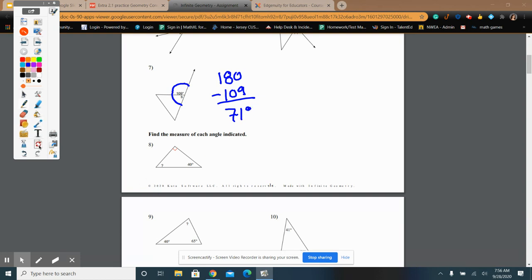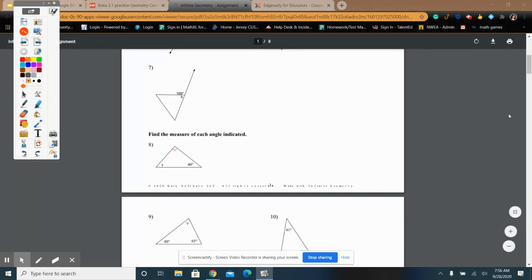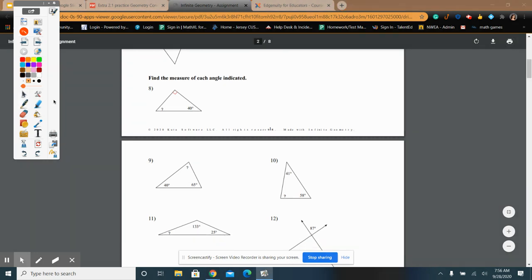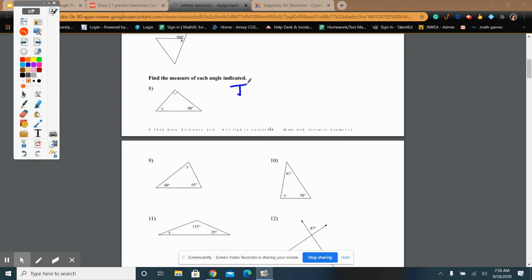Okay, now I said I was going to do the odds, but I'm going to switch here now and start doing the evens so that we can do this first problem. Number 8 wants us to find each angle, and this is a triangle, and you have to remember that triangles add to 180.